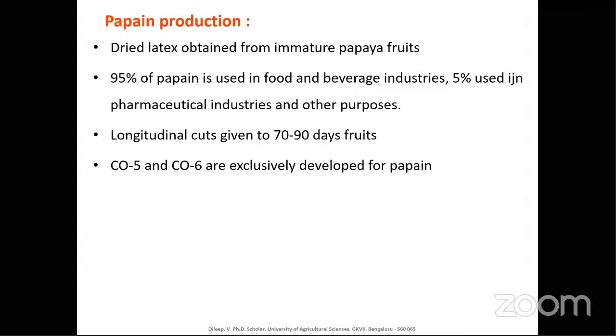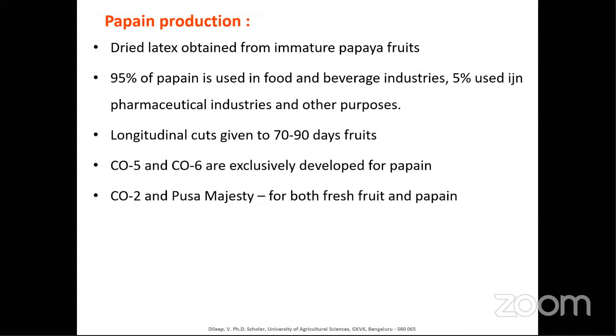Okay, so as I said, Co5 and Co6 are the varieties that are developed exclusively for papain production, and Co2 and Kusuma are dual purpose varieties, used both for fresh fruit and for papain. Since it is an added advantage, they might be used as per their wish, hence their cultivation is very much predominant. The yield of papain is almost 250 to 375 kg per hectare per annum, and from a single plant you can get a yield of 200 to 300 gram.